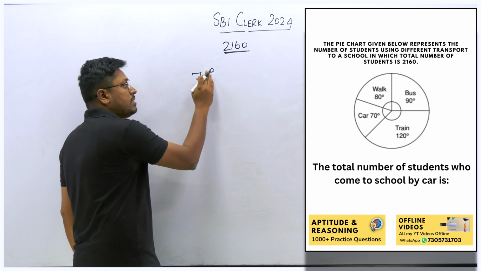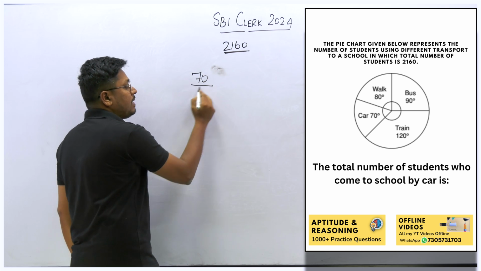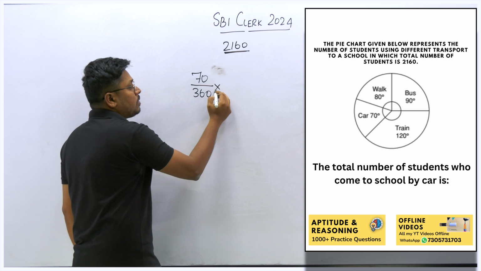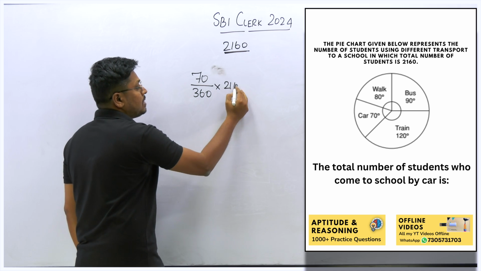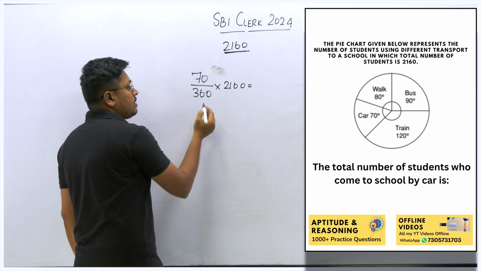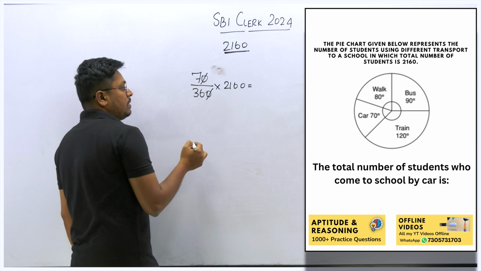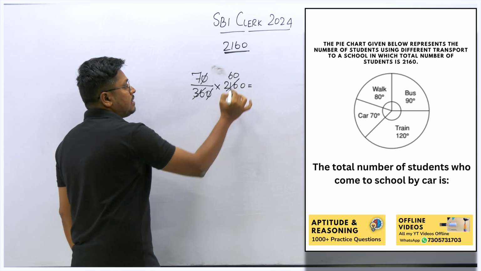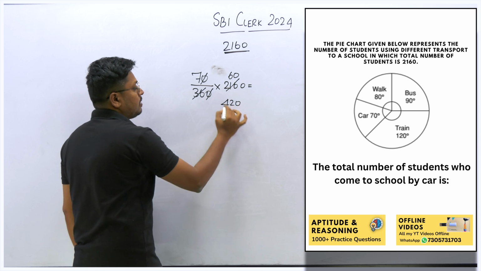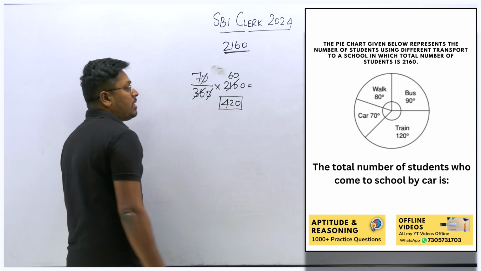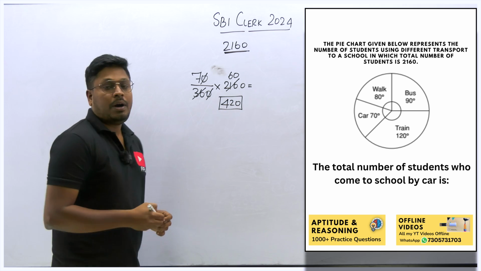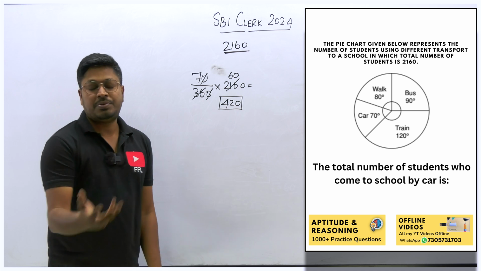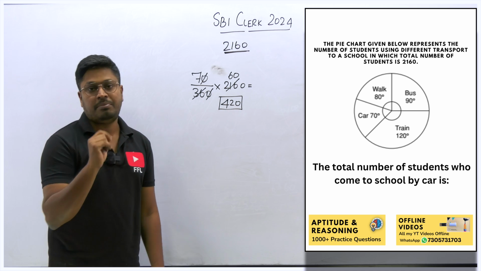So in order to remove this degree, 70 divided by 360, right? Into the total number of students, which is 2160. So when you cancel it, we can cancel 0 and 0. So this will be 36, this will be 6 times 70, that is 420, right? So 420 will be the total number of students who are traveling by car, which will be the answer for question number 1.